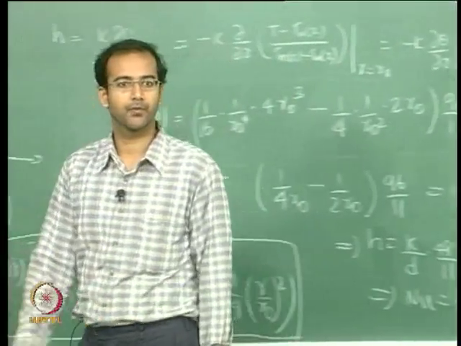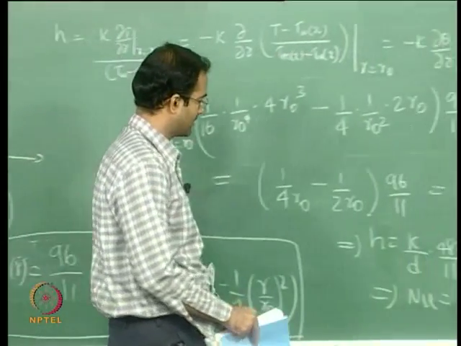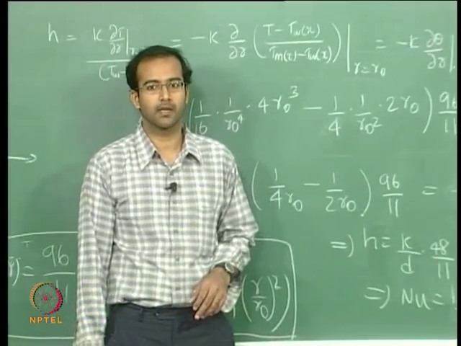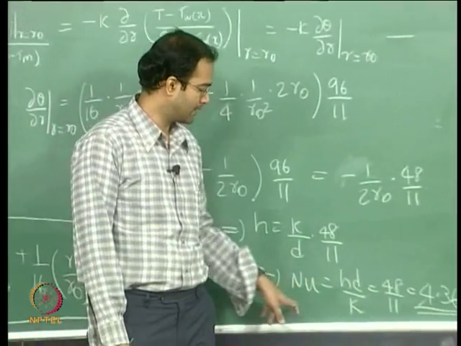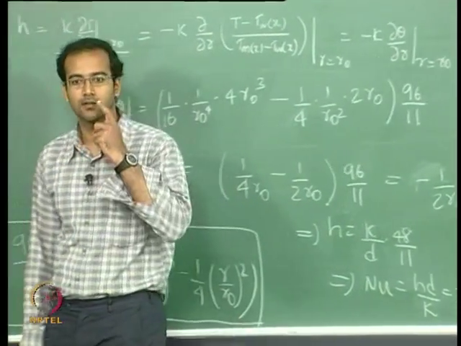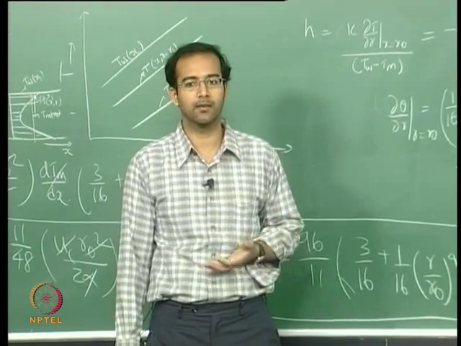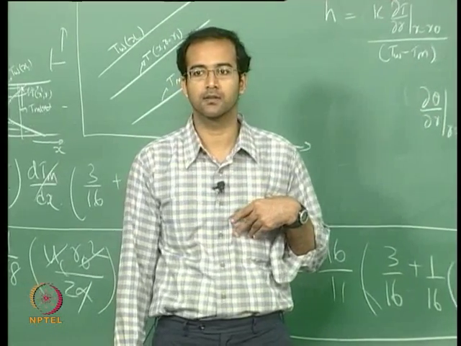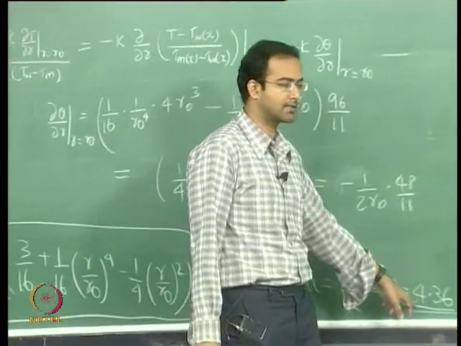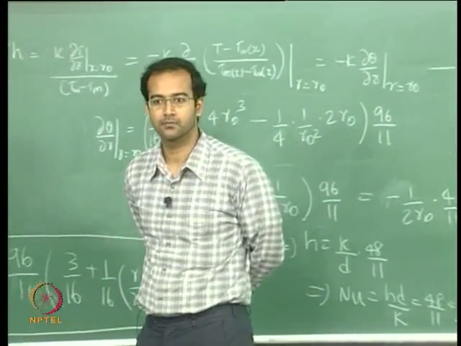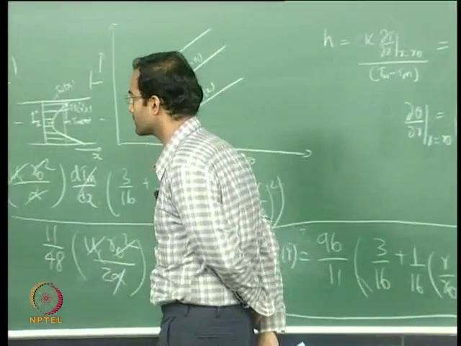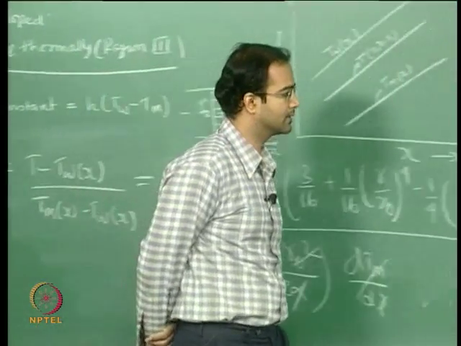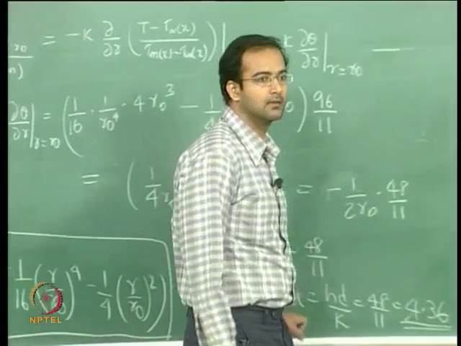Okay. So therefore finally you get your heat transfer coefficient as a constant value for a given diameter, k by d into 48 by 11. Therefore you can define a Nusselt number for internal flows based on the diameter of the duct. So it is not a local Nusselt number anymore, and if you define it like that you get a constant value, 4.36. So for internal laminar flows, both hydrodynamically and thermally fully developed, and for a constant heat flux boundary condition, this is your constant value of Nusselt number, 4.36.